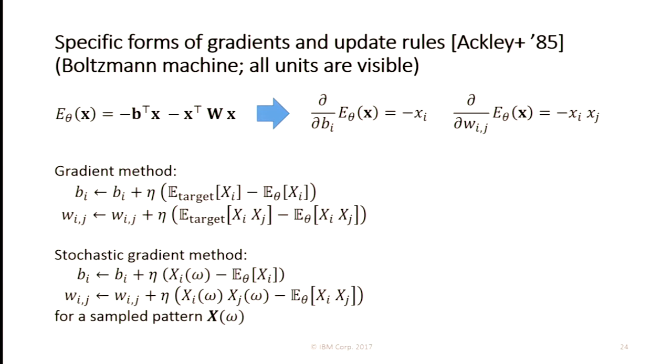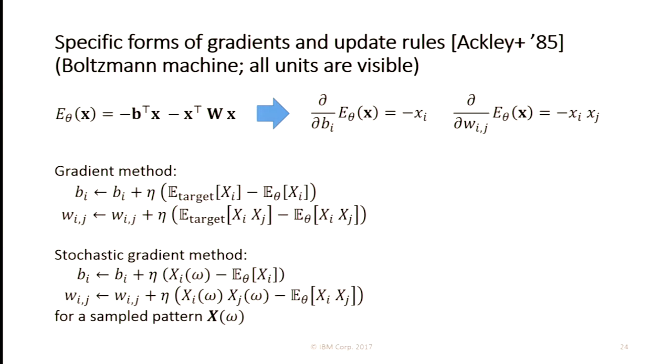But when we look at the specific energy-based model of the Boltzmann machine, we have a much simpler expression. The energy function of the Boltzmann machine looks like this. It is linear here, and quadratic here. So the derivative with respect to a bias has this expression, and the derivative with respect to a weight has this expression. Plugging these expressions into our general gradient expression, we get this simpler form.